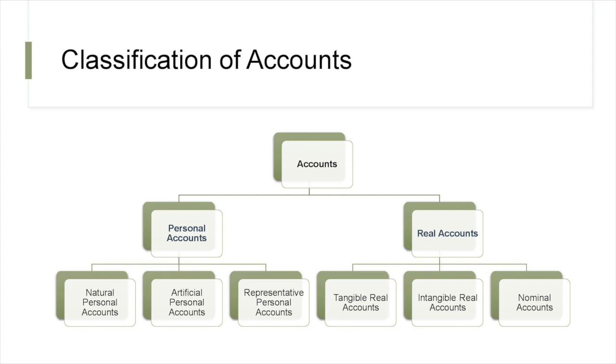The next one is the intangible real account. On the contrary to the tangible real accounts, the intangible real accounts are the accounts in which the assets are non-touchable, such as goodwill or patents or copyrights. These are some of the examples in which the assets cannot be touched, but they have an account, which are classified under the intangible real accounts.